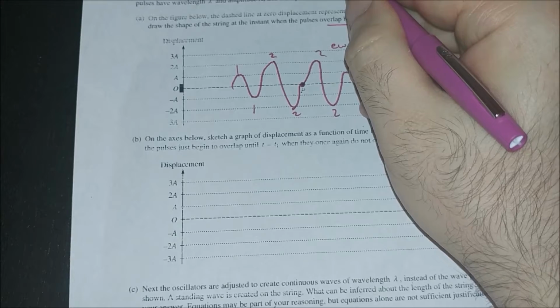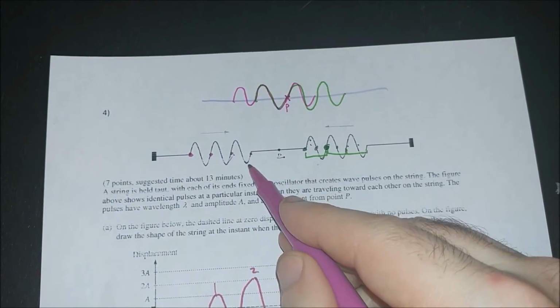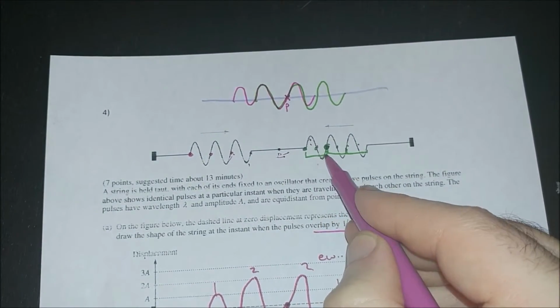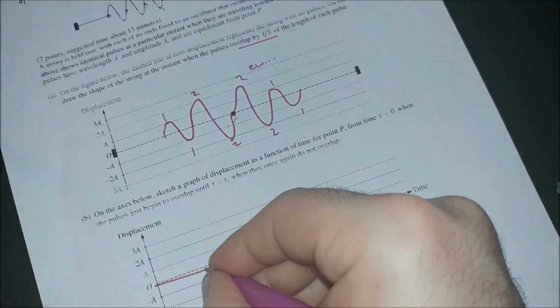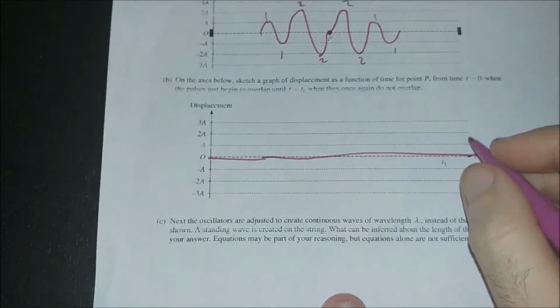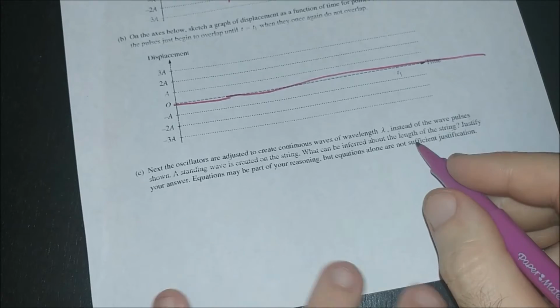Now, the next question asks, what is actually point P's displacement over time? In other words, how much does it go up or down at each moment? Well, you can see how these things are perfectly opposite. Point P will never move. So it's always going to be 0. The points will always cancel out.